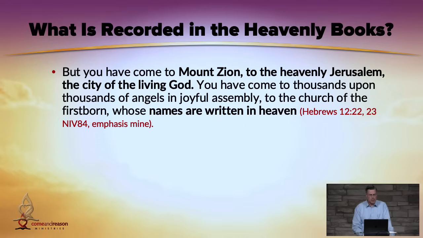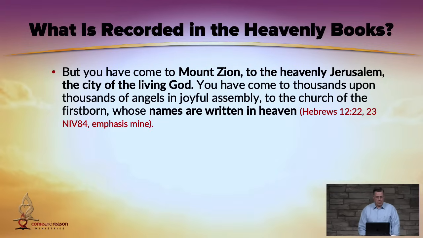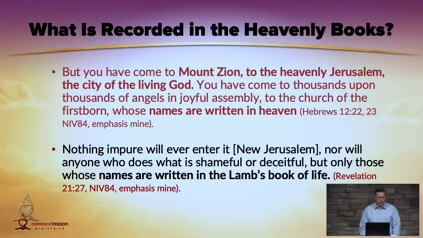Hebrews 12:22 and 23. But you have come to Mount Zion, the heavenly Jerusalem, that's the most holy place, the city of the living God. You have come to thousands upon thousands of angels in joyful assembly, to the church of the firstborn whose names are written in heaven. Or Revelation 21:27, nothing impure will ever enter it, New Jerusalem, the most holy place, nor will anyone who does what is shameful or deceitful, but only those whose names are written in the Lamb's Book of Life.